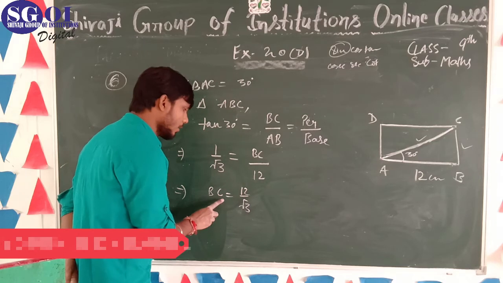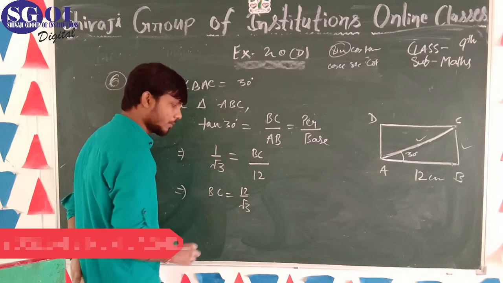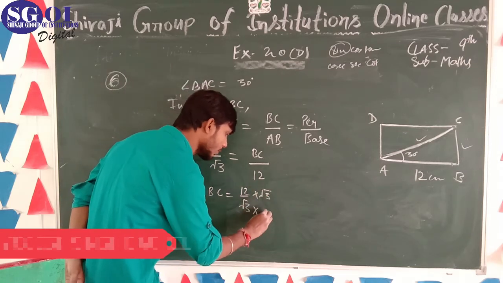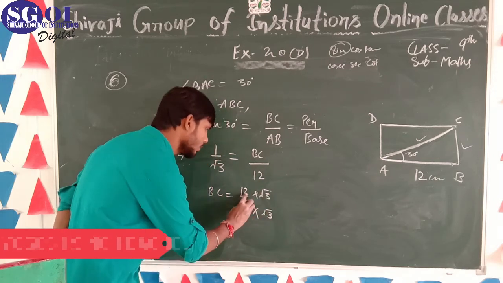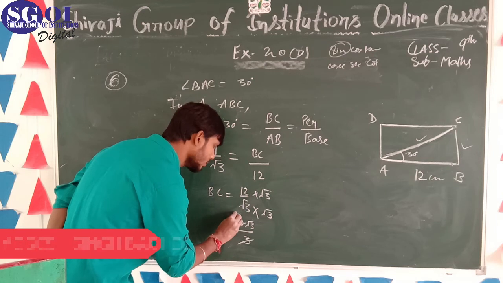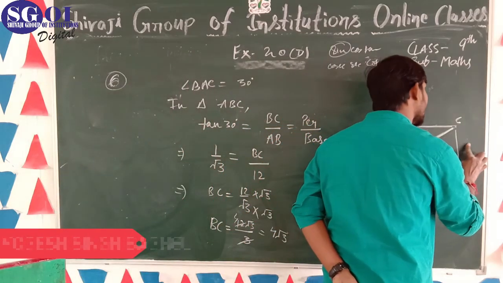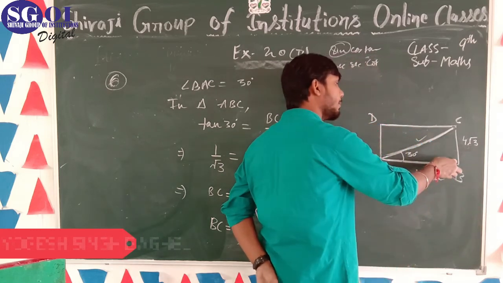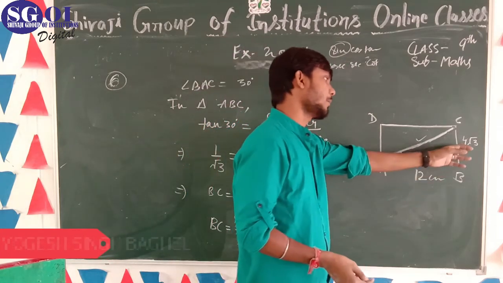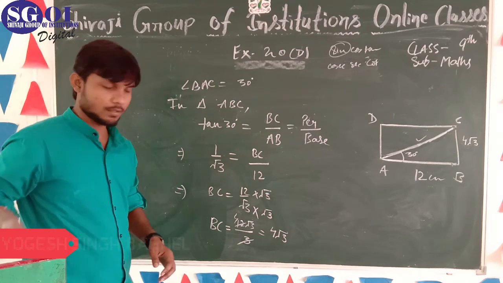Now, if there is an irrational number in the denominator, then we have to rationalize it. How do we rationalize? By multiplying by the same root. So 12 root 3 upon root 3 into root 3, which is 3. 3 fours are 12, so it becomes 4 root 3. So BC comes to 4 root 3. You can also find it using perpendicular and hypotenuse, or base and hypotenuse. You can use either of the two, clear? Using either one, what can we find? The diagonal.